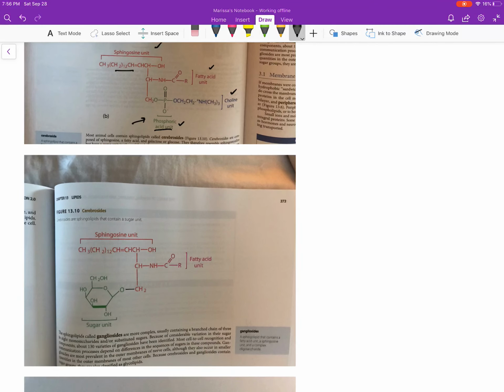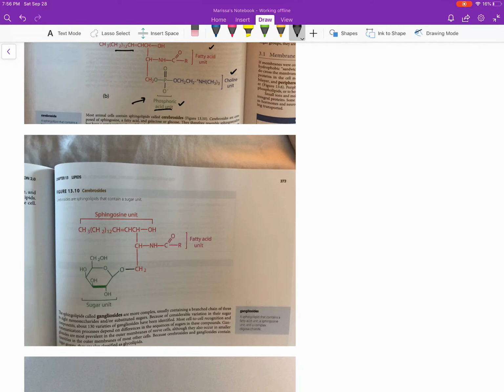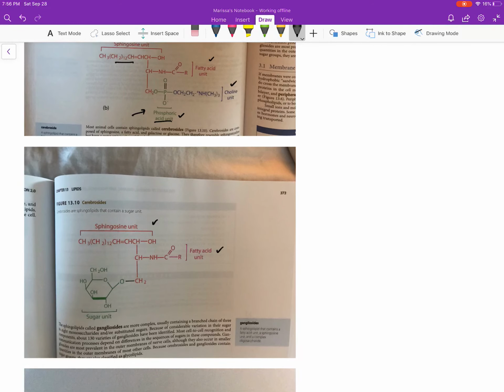So what does a cerebroside look like? It's still going to have the sphingosine unit and a fatty acid unit, but instead of the phosphoric acid and the choline, it has a sugar. Remember, the sugar is either going to be galactose or glucose.